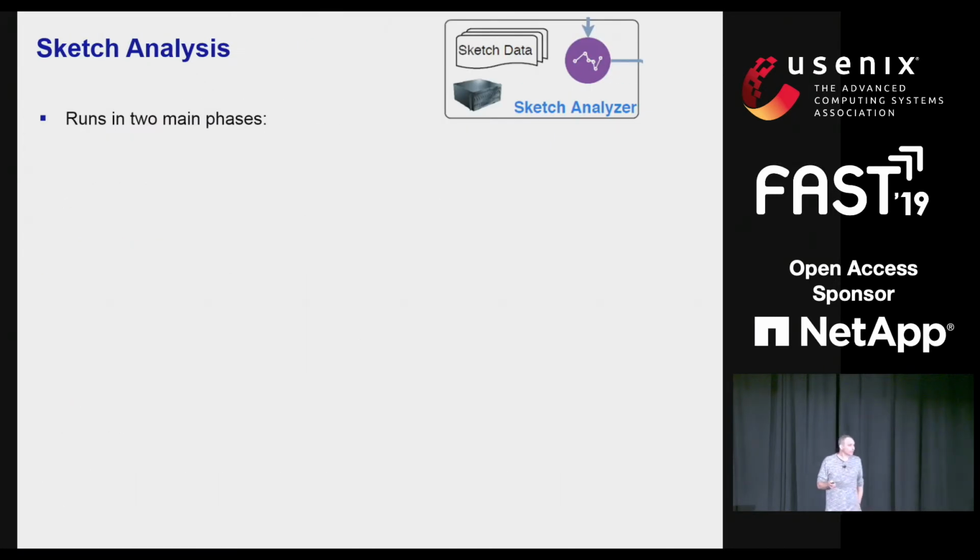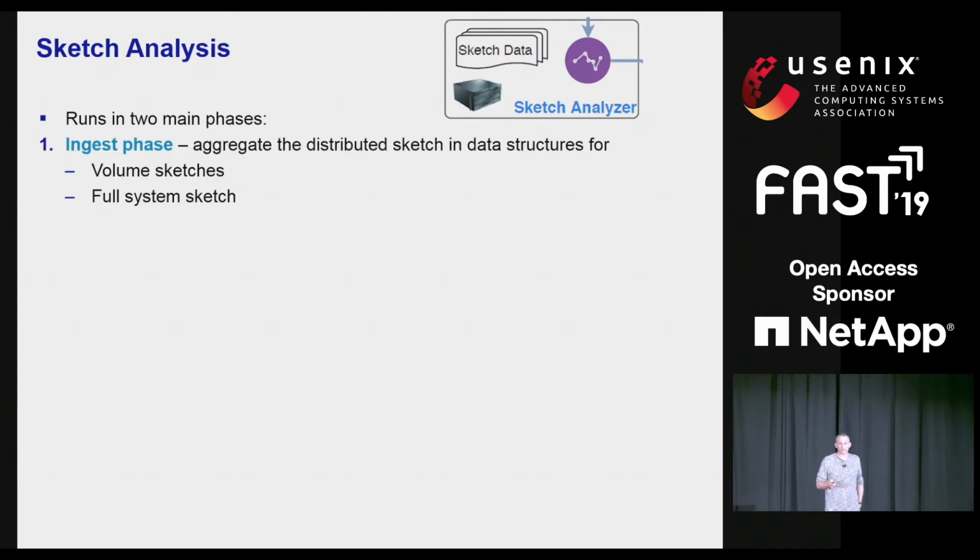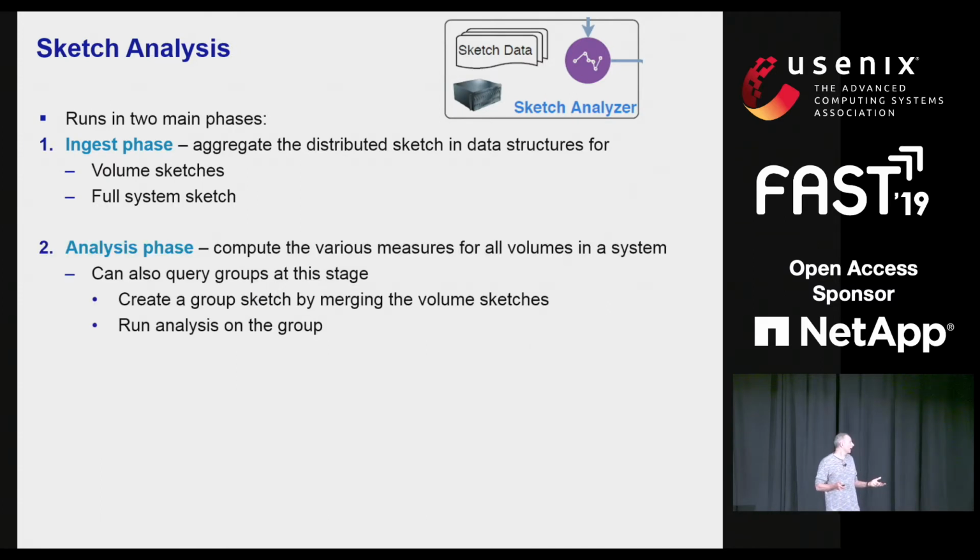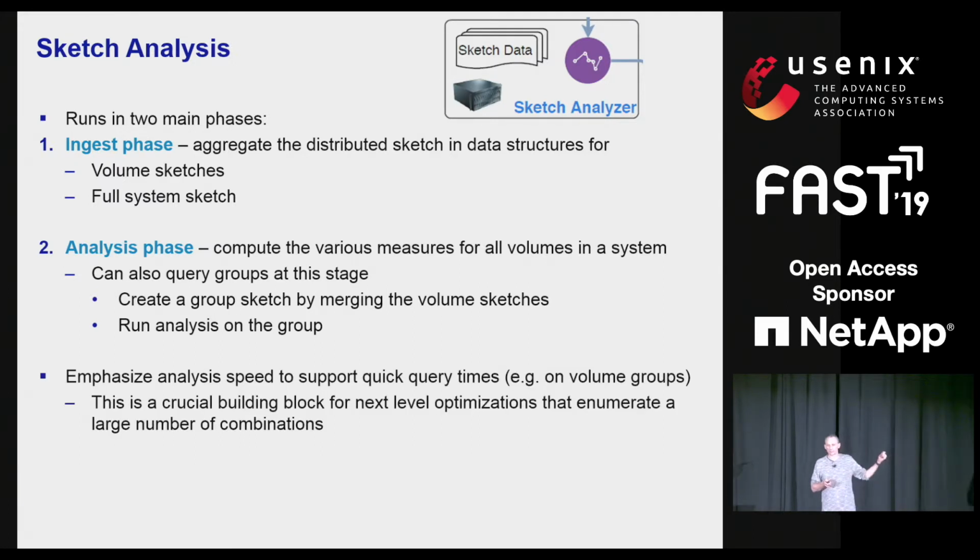OK, the analysis runs in 2 phases. First, we ingest the data, aggregate it into volumes, et cetera, make sense out of that. And then analyze it, meaning compute all the reclaimable, attributed, et cetera. In our implementation, we really emphasize speed of the second phase because we want to be able to answer queries very quickly. Because think of cross-system optimizations. Now we want to do enumerations on many options. We need this second phase to be very fast.